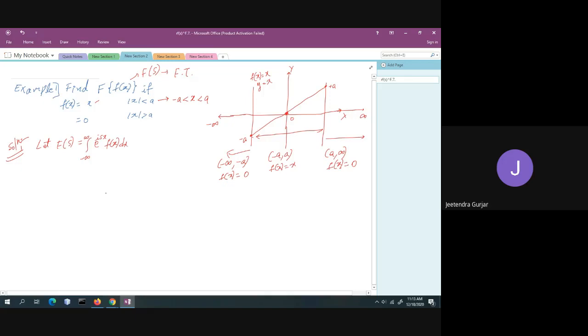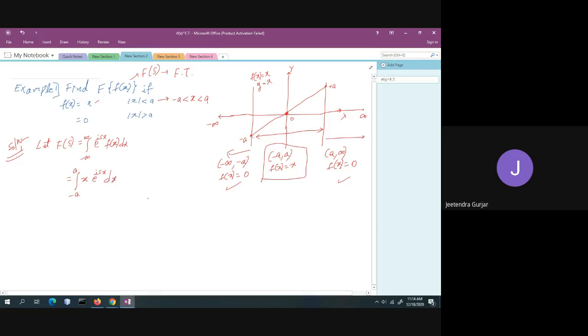Now I will not take the intervals again, showing this is 0 and this is 0. It will take time, right? We don't have time in the exam. So directly I will choose the interval minus a to a. It is understood that the remaining intervals are 0. If you write the direct step, there is no problem. So now f of x is x, and I will take x e raised to i s x dx.